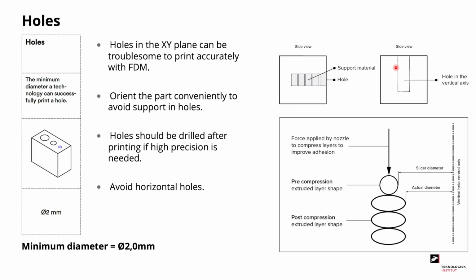The reason why the diameter of the hole shouldn't be smaller than 2 millimeters is because the filament is compressed while printing. So the nozzle, while squeezing out the filament, will make it a little oval, meaning that the actual diameter will decrease compared to the 3D model.